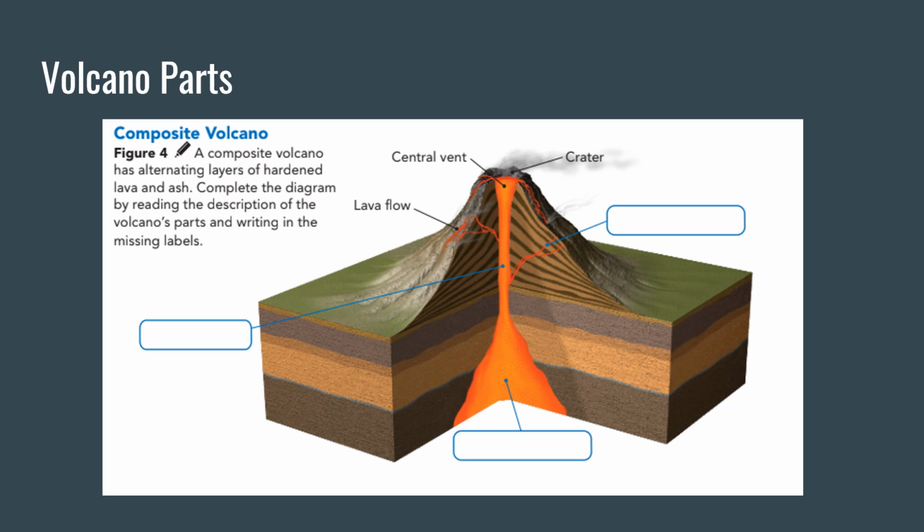Volcano parts. Composite volcano. So figure 4 is a composite volcano, which has alternating layers of hardened lava and ash. We're going to complete the diagram by reading the description of the volcano's parts and writing in the missing labels. So here to the left we have the pipe, which is what brings the lava up. Underneath we have the magma chamber, where the magma is stored before going up the pipe. And finally we have the side vents, which are, of course, the side areas where lava or magma escapes the volcano and becomes lava as it interacts with air.